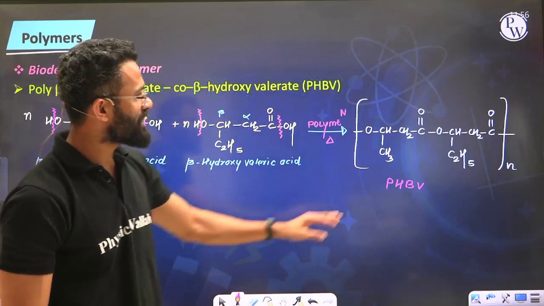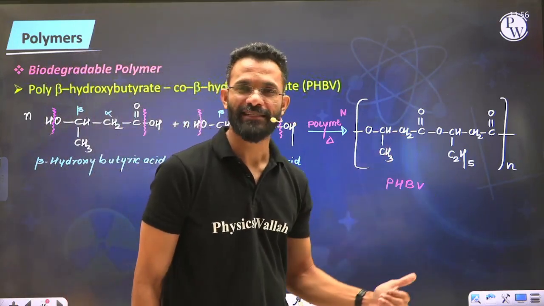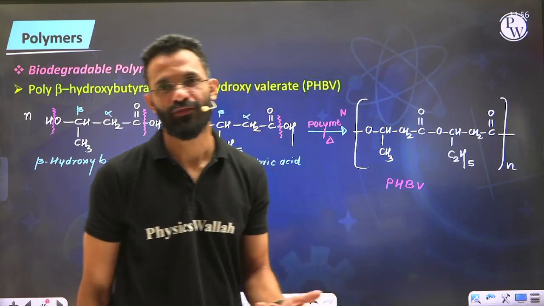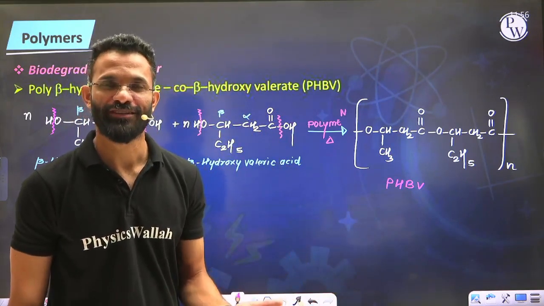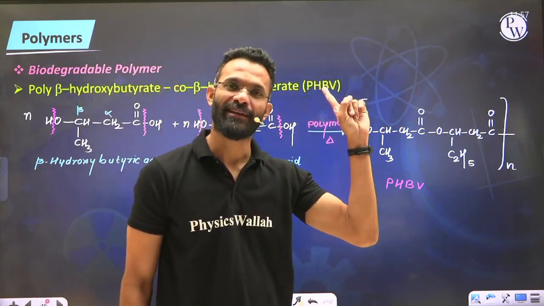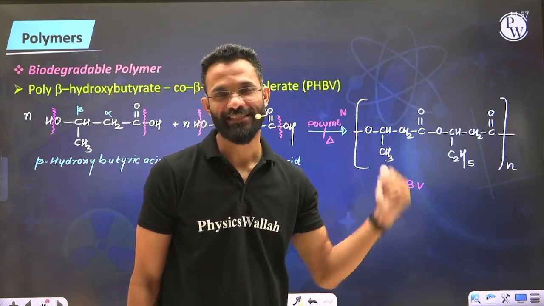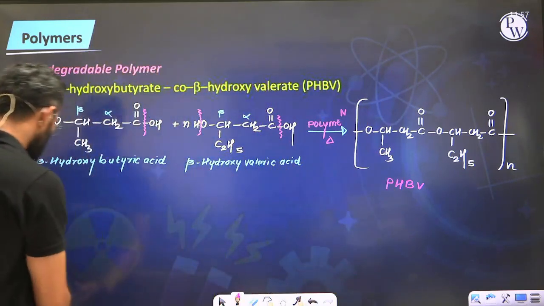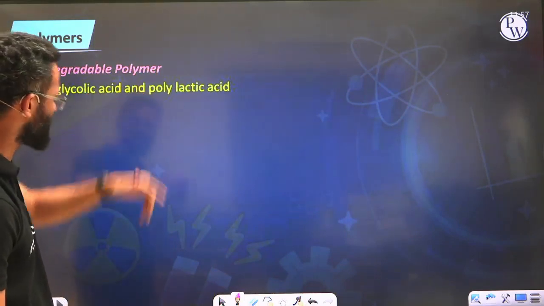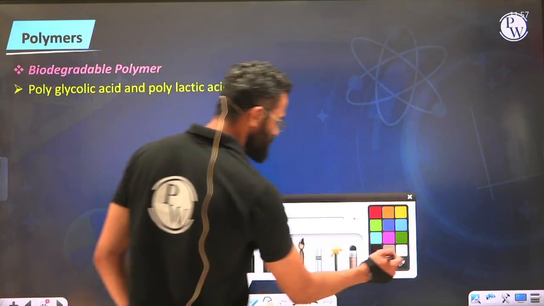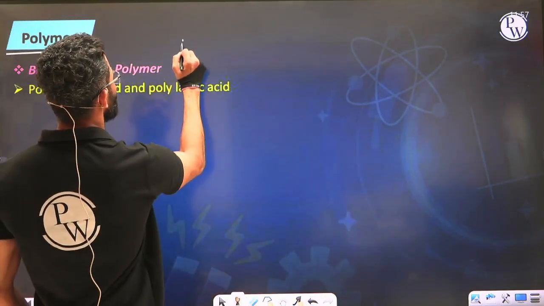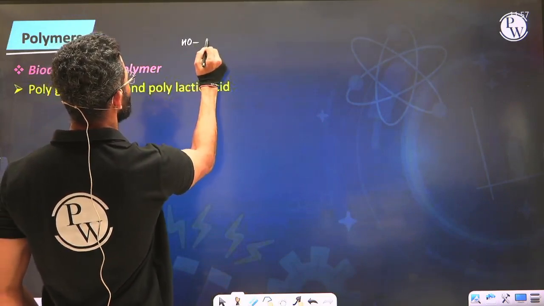Now, this is the ester linkage which can be easily broken down by enzyme catalyzed reactions, and hence they can be easily degraded, hence create no pollution. So we call them biodegradable polymers. So the first example we saw way back was nylon 2, nylon 6. This is the second, PHBV. And now the third one that we are discussing is polyglycolic acid and polylactic acid. Well, polyglycolic acid indicates you need a glycolic acid first. Well guys, so far the example that we studied was ethylene glycol. Recall that.